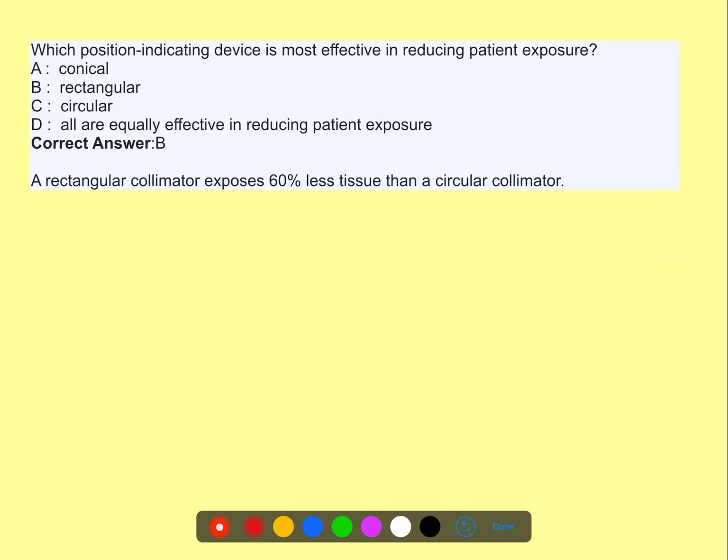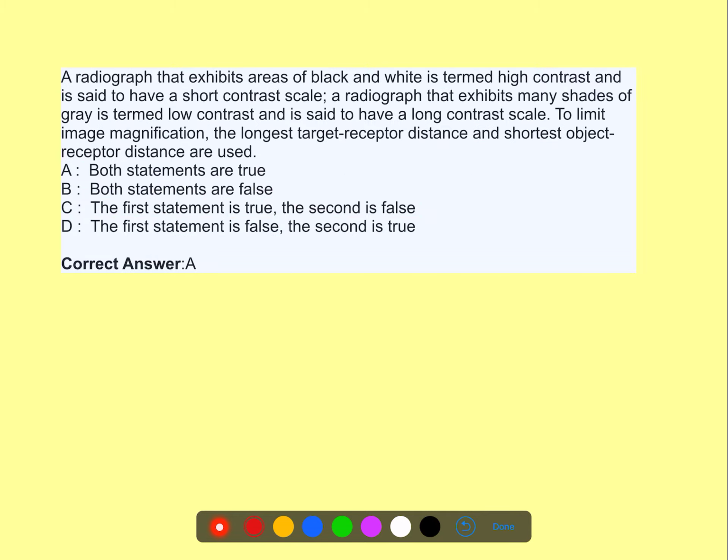Which position indicating device is most effective in reducing patient exposure? That is nothing but a rectangular one. A rectangular one will reduce the patient exposure by 60% when compared with a circular collimator or a circular PID.